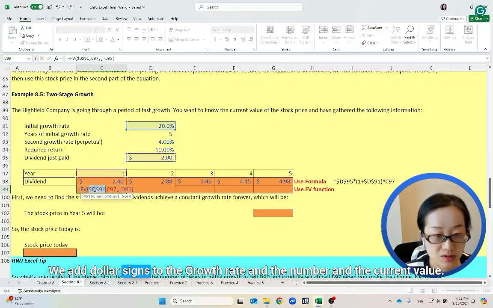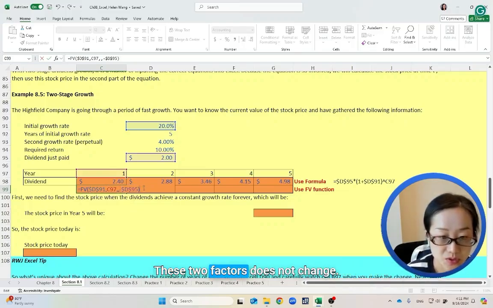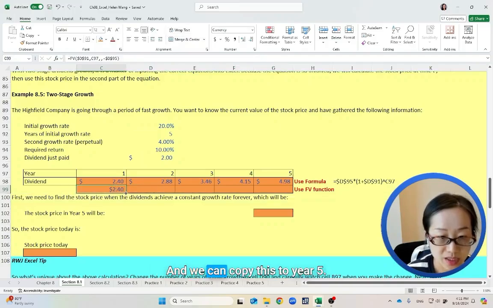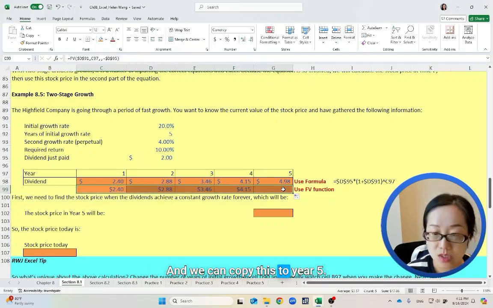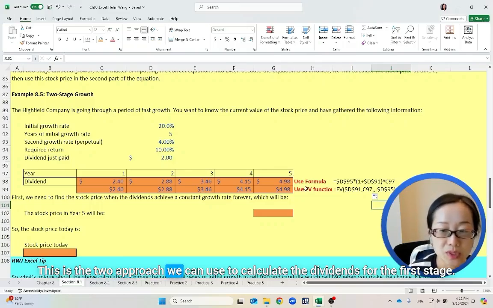So we add dollar signs to the growth rate and the current value. These two factors do not change. And we can copy this to year 5. This is the formula we can copy to the rest of the years. These are the two approaches we can use to calculate the dividends for the first stage.